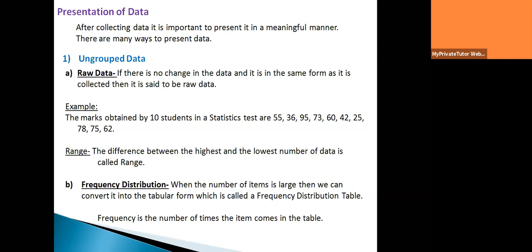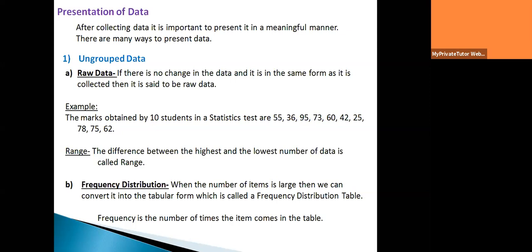Have a look at this. In ungrouped data, we have two things. One is called raw data and the other is the frequency distribution. I think you guys know what raw data is. I hope it's straightforward, just representing whatever data we have.